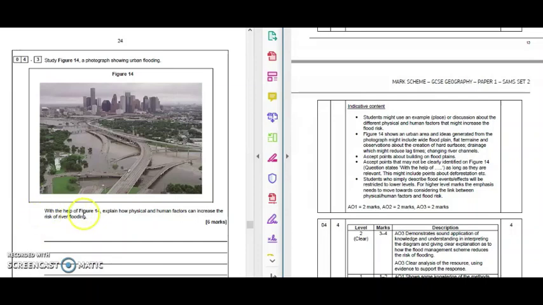4.3. With the help of figure 14, explain how physical and human factors can increase the risk of river flooding. So we've got to use the figure, but it says with the help of, so we can use our own understanding as well. Physical factors, these are things that are not man-made. So what naturally happens that makes an area at risk of flooding? So I guess the most obvious one would be the weather. If it rains a lot, then the chances of flooding is going to be very, very high.